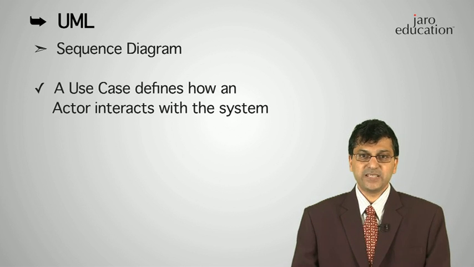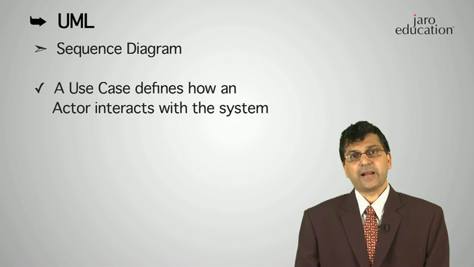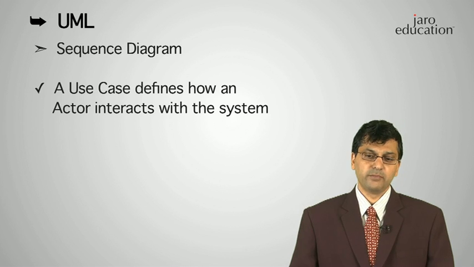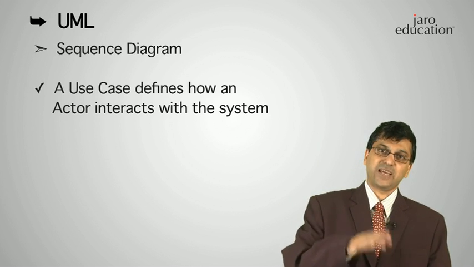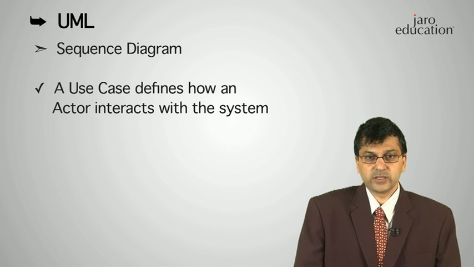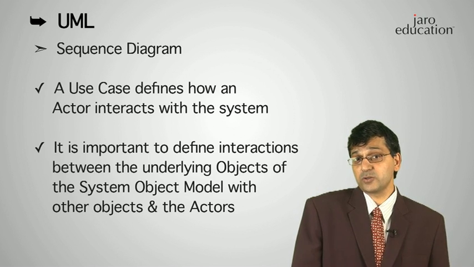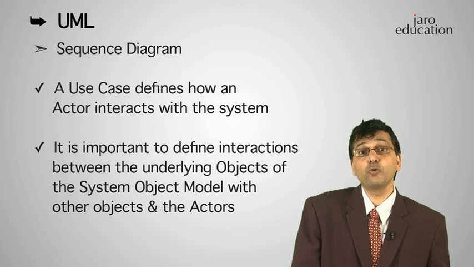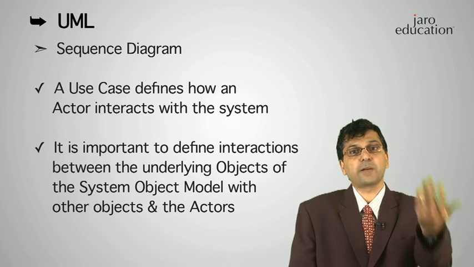But basically, if a use case explains how an actor interacts with the system and what the system does in pure English or non-technical terms, sequence diagrams try to explain the use case in a more technical manner. So a use case defines how an actor interacts with the system, but it is also important to define the interaction between the underlying objects of the system. How do they interact? Which object calls which method of another object? What parameters to pass?